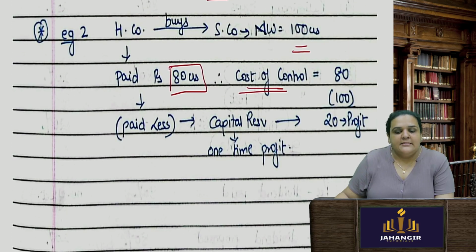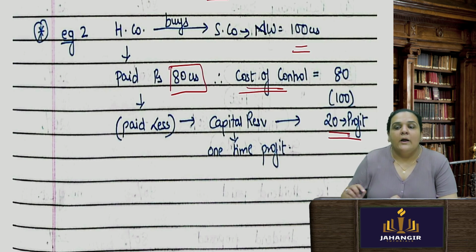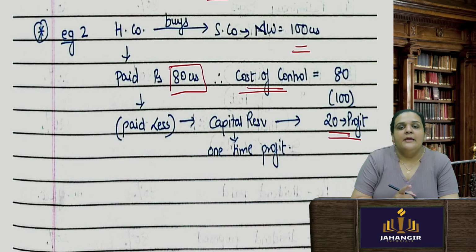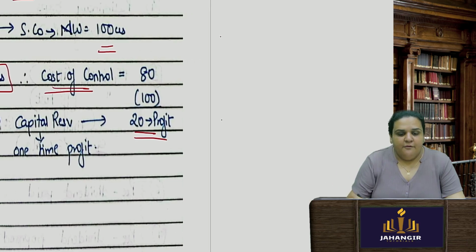We paid 80 for a 100 rupees thing. So 20 rupees profit, and it will be known as a one-time profit. It is a capital reserve. One-time capital-related profit, so therefore it is a capital reserve.